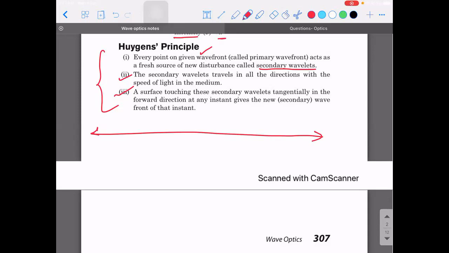Huygens principle is only to prove the wave theory, to prove the concept of reflection and refraction using wave theory. But actually, it is the principle with which we are able to proceed further. Because if not for Huygens principle, you will not be able to visualize Young's double slit experiment, or you will not be able to see diffraction, nothing you can see.